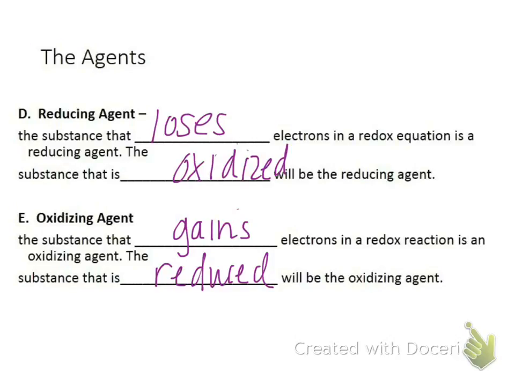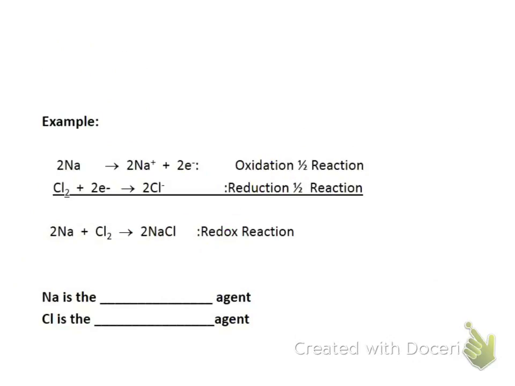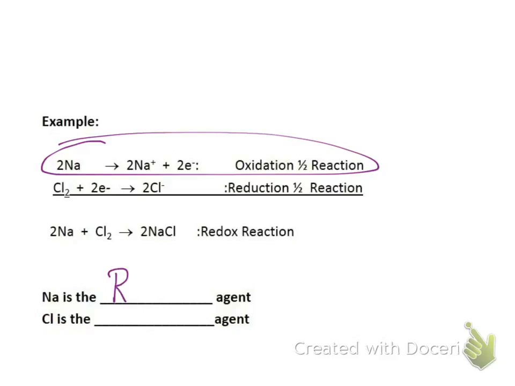So back to that same equation of sodium and chlorine. What happened to sodium? Was it oxidized or reduced? It's more than a 50-50 shot. It's right here. Sodium was oxidized. So that makes sodium the reducing agent, because it caused chlorine to be reduced. Chlorine was reduced, so it is the oxidizing agent because it caused sodium to be oxidized.